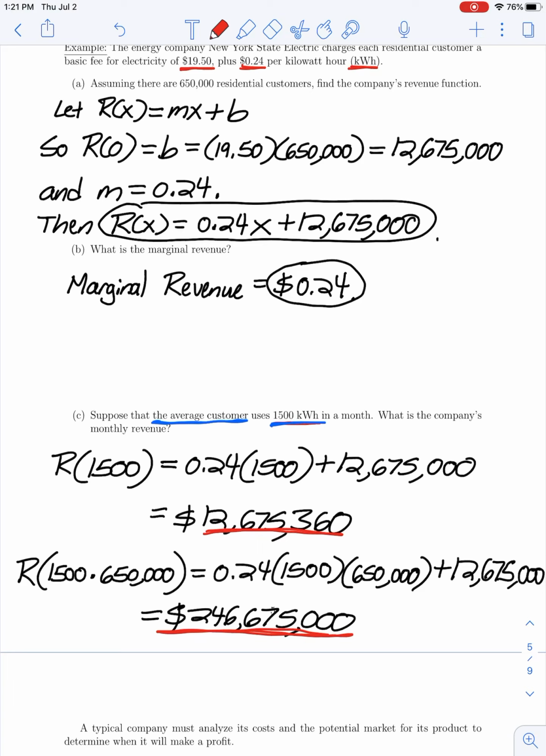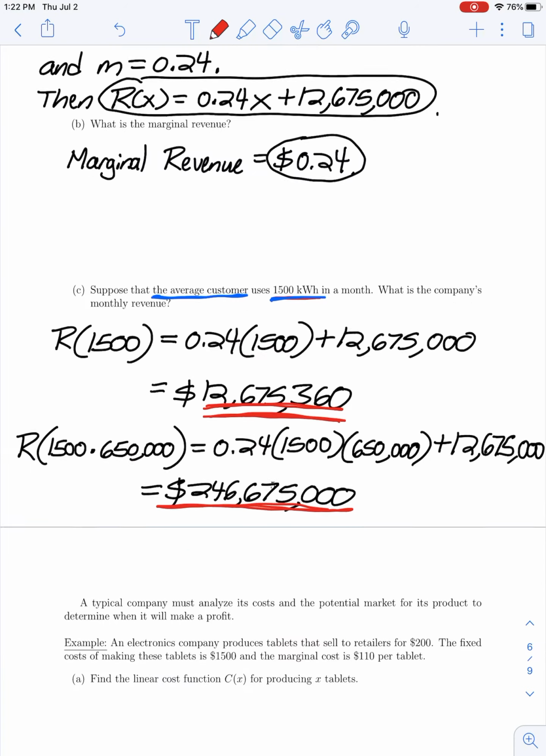But if we're reading this as the customer base is using a total of 1,500 kilowatt hours, our total revenue function is given here. So we need to be a little bit careful about what interpretation is being applied here. In this problem statement, I haven't stated clearly which interpretation I'm using, so we could use either approach.